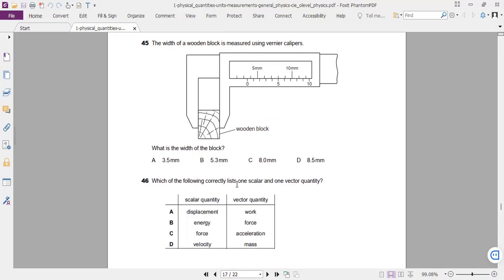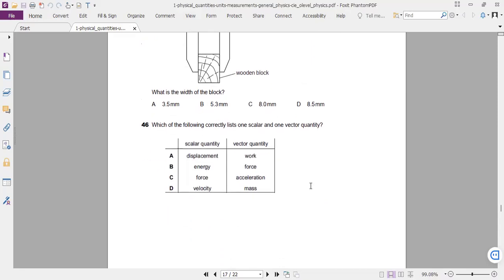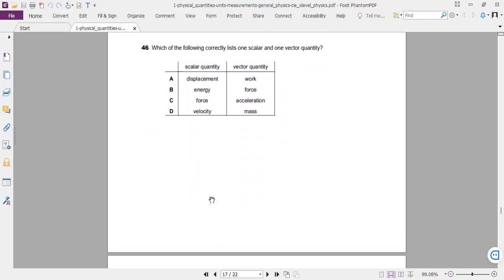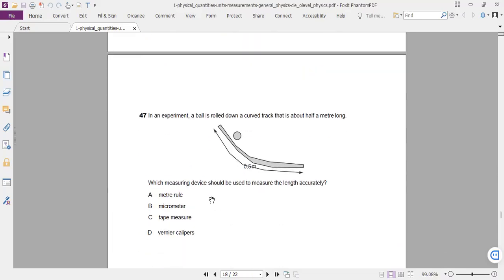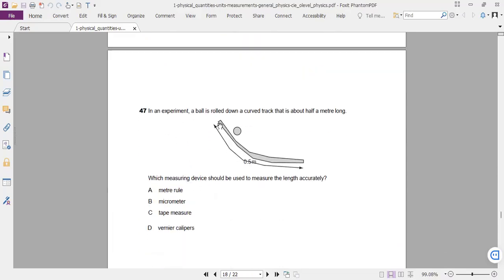Which of the following correctly lists one scalar and one vector quantity? We should be able to do this question. Okay, so this one, you want to measure this length, it is 0.5 meters, and it is something like a bend. So think of all the instruments that can help you doing this measurement.